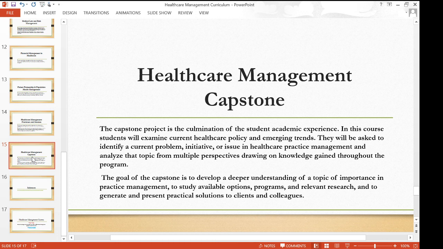The goal of the capstone is to develop a deeper understanding of a topic of importance in practice management, to study available options, programs, and relevant research, and to generate and present practical solutions to clients and colleagues.